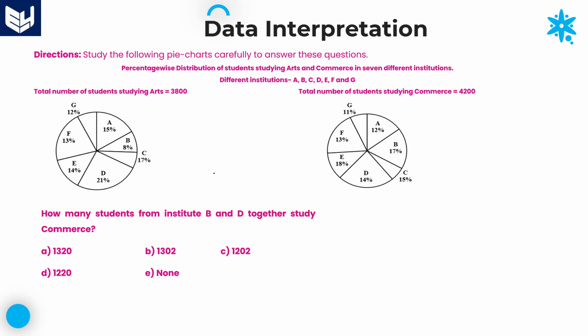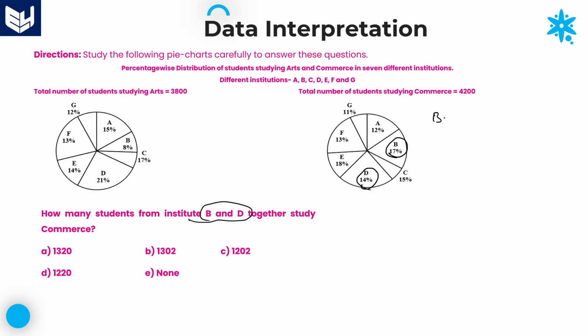See the last question in this pie chart. In this pie chart, this is the last question. Here the question provided in this slide is how many students from Institute B and D together study commerce. We are not talking about arts. We are talking about commerce. Institute B and D together.